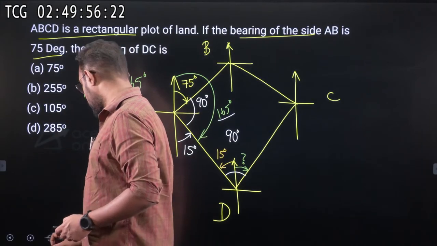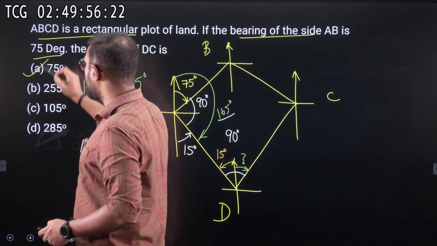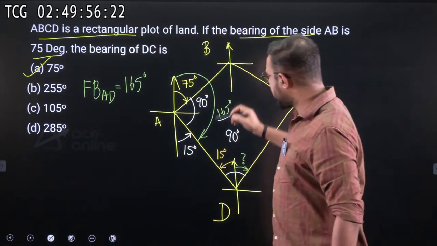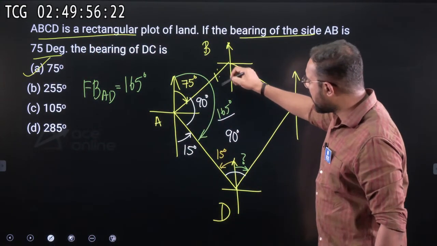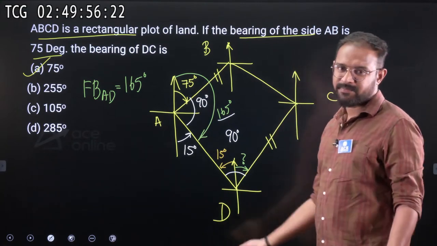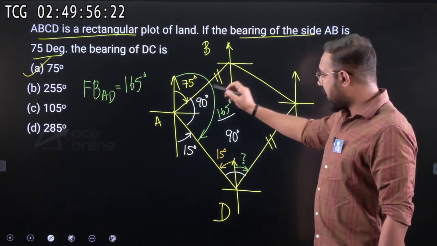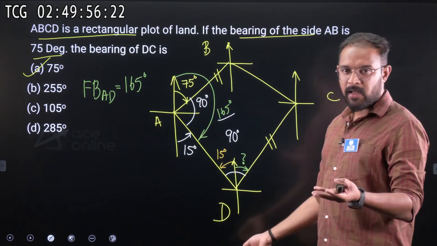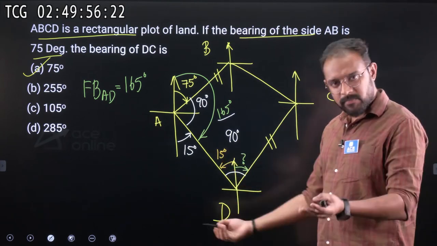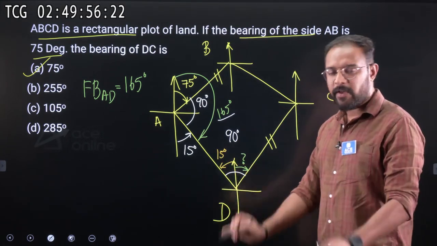The answer A should be what? 75 degree. Or else you use your basic common sense. If this is a rectangle, this line AB and this line DC are parallel, correct? Parallel lines, and the bearings go the same. That's the fastest way of finding the answer.